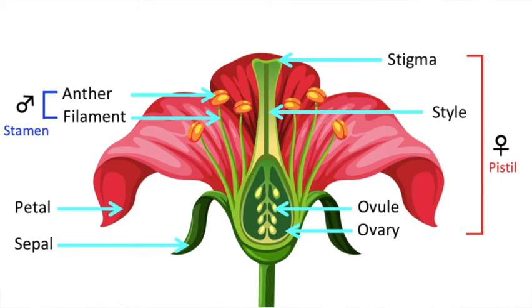The stigma is the top of the female part of a flower. This is involved in collecting the pollen grains. A pollen tube goes through the style until it reaches the ovary. The pollen tube then fuses with the nucleus of the ovule to complete the process of fertilization.